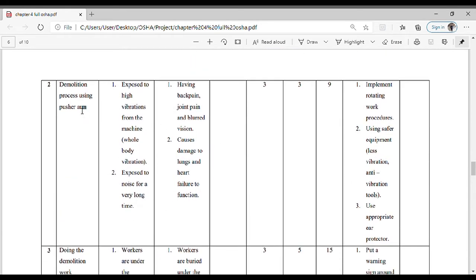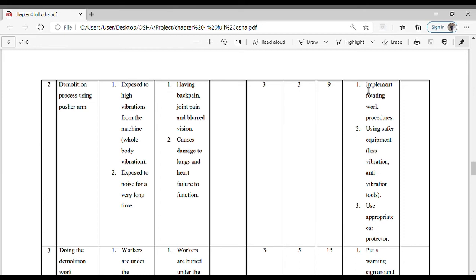Next is the demolition process using the pusher arm. The hazards are exposure to high vibrations from the machine, whole body vibration, and exposure to noise for a very long time, which can cause back pain, joint pain and blurred vision. Next, it causes damage to the lung and heart failure to function. The likelihood is 3 and the severity is 3. The risk is 9 by multiplying 3 and 3.